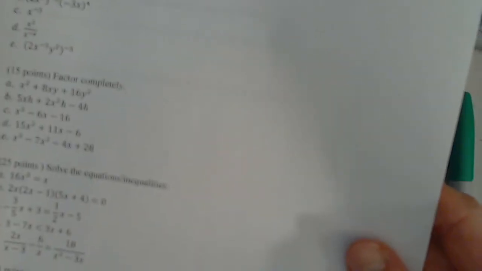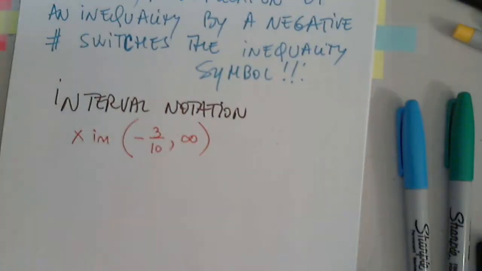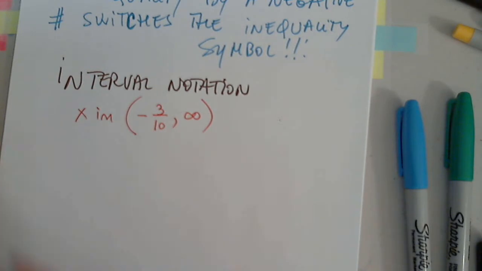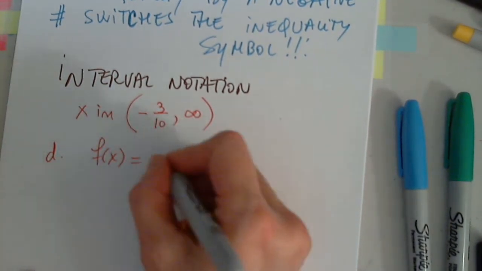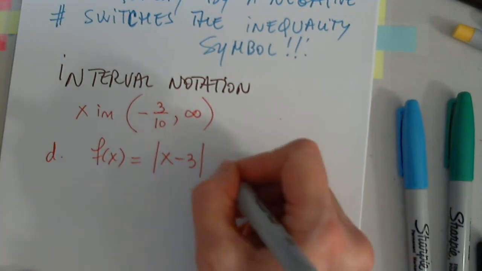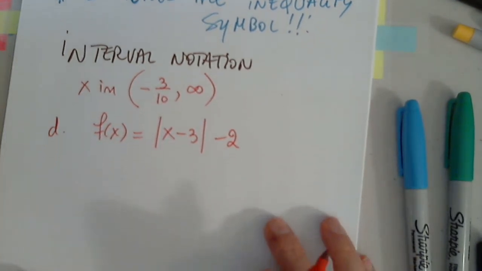Could we review the absolute value one down below? This one? Yes, please. Of course. This is a graph. Let's start with D. So we have a function, which is the absolute value of x minus 3, minus 2.